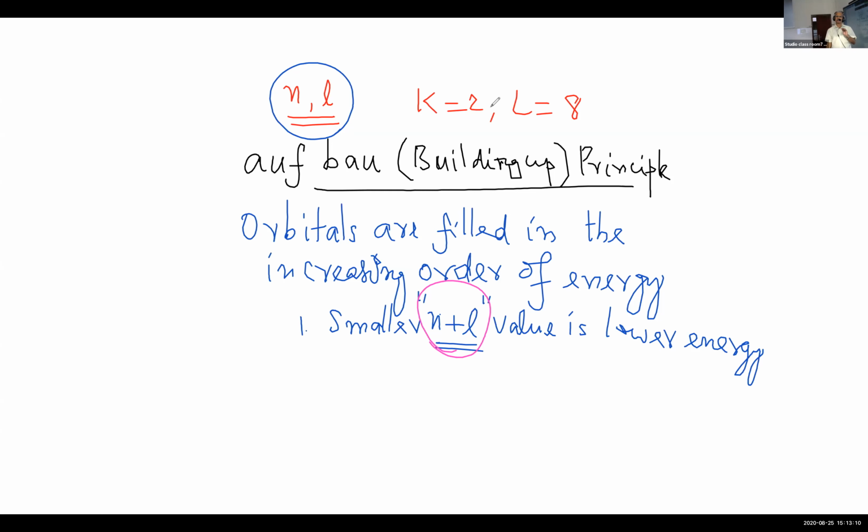So in atoms, orbitals are filled in the increasing order of their energies, and the energy of the orbital is determined by the n plus l value. That is called the n plus l rule. The orbital with the smaller n plus l value has the lower energy. This is in the case of multi-electron species.